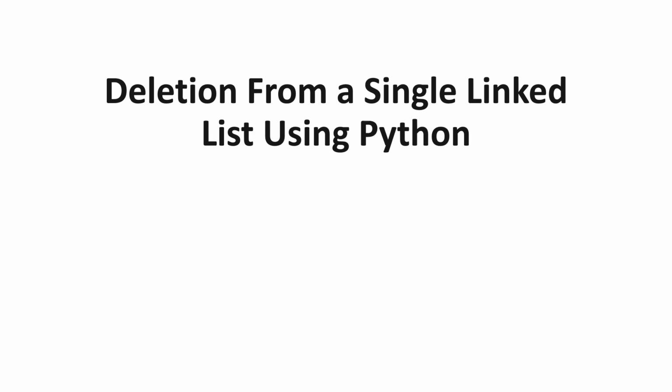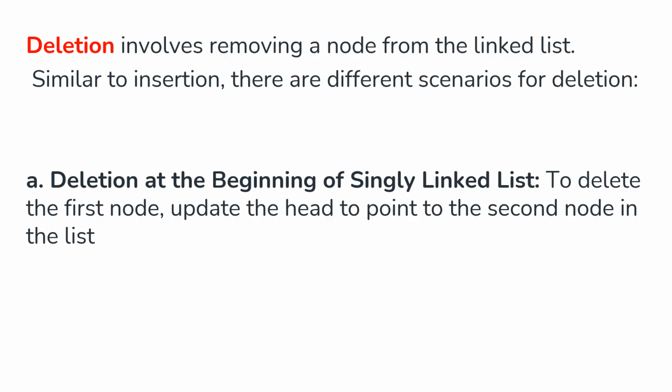Hi, now we are going to discuss how to delete a node from the linked list. Deletion is nothing but removing the node from the linked list. The deletion of a node may be at the starting, or at the end, or at any position. So now let us know how to delete the element at the beginning from the linked list.